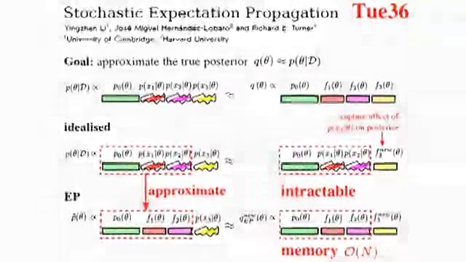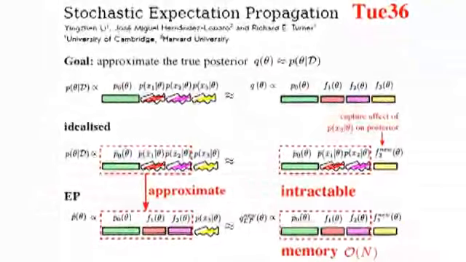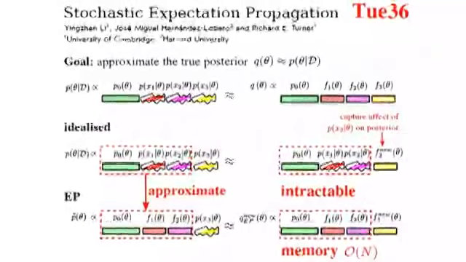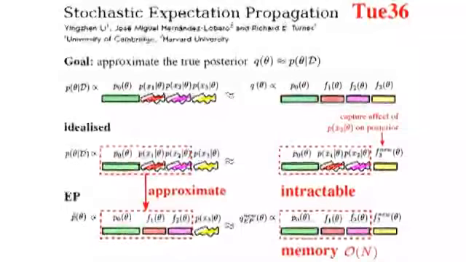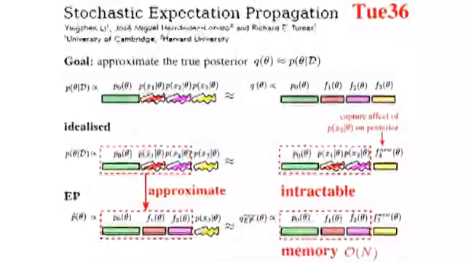So hi everyone, my name is Yingzhen, and this is a joint work with Miguel at Harvard and also my great supervisor Rich. So Zoubin has given a great lecture this morning about Bayesian inference, and the core problem in Bayesian inference essentially is to compute the true posterior. However, for most models that we are interested in, including neural networks, the true posterior is intractable.